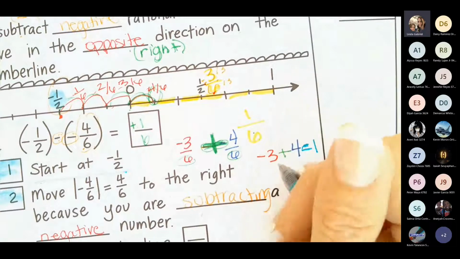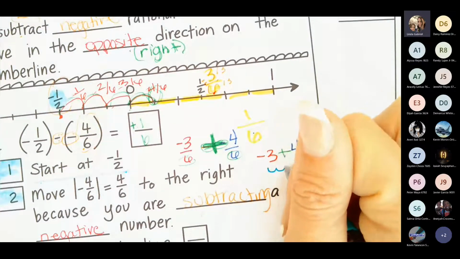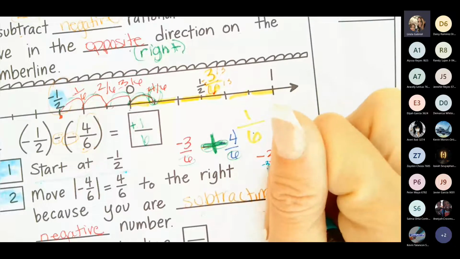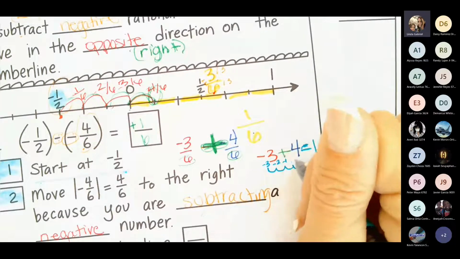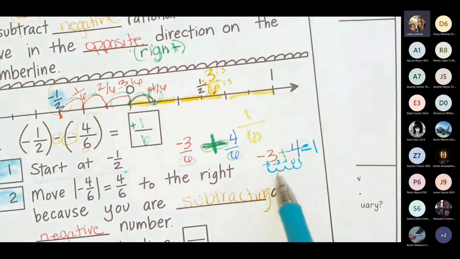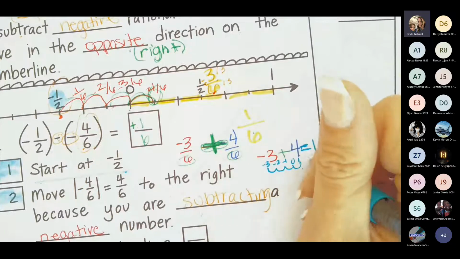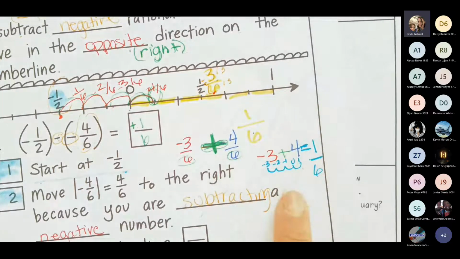So I'm looking at it from a number line sense. If I go over negative 3, if I go over 1, 2, 3, 4, I have negative 3, negative 2, negative 1, 0, positive 1, right? In case I still need to use a number line of sorts. I have positive 1. My denominator stays the same, so I have 1/6. Does that make sense?